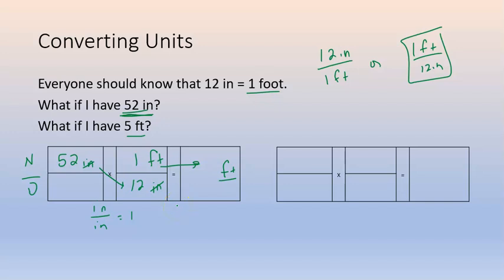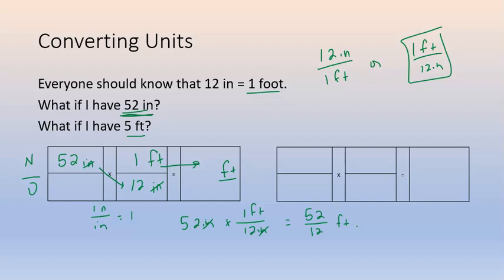Now you're probably wondering why we need to have this nice cool little graph. Because we want to know whether or not we're multiplying the number or dividing it. And if you think about it, if I was to write this whole thing out, and it's kind of cool, I would have 52 inches times 1 foot over 12 inches, and I would cross off my inches, and that would give me 52 divided by 12 feet. And so that kind of helps you know what you're doing.